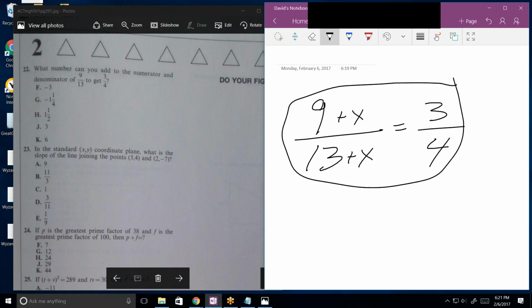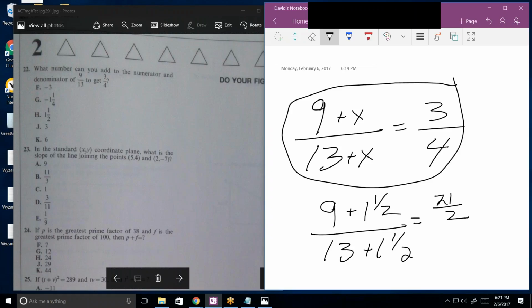integer answer here. If the answer was this, well, now I just have to figure out how to put this. That's 3 halves and 18 halves. So that's 21 halves in the numerator. And this is 3 halves and 26 halves. So that's 29. And now flip and multiply, and I get 21 over 29, which is not 3/4. 21 over 28 would be 3/4.